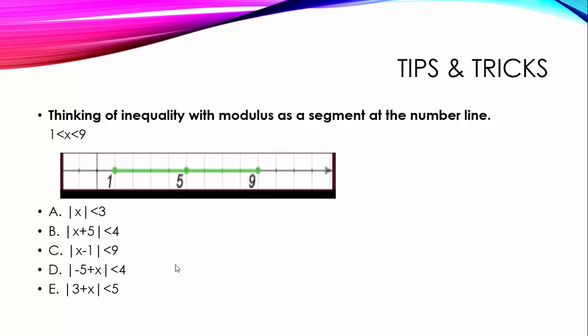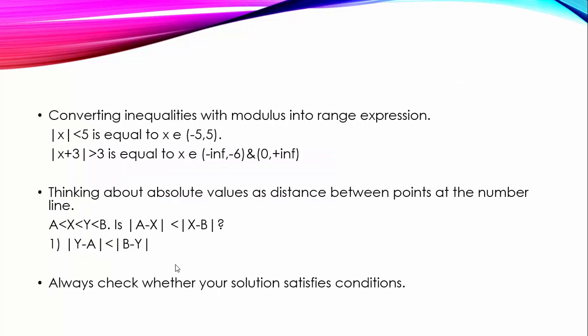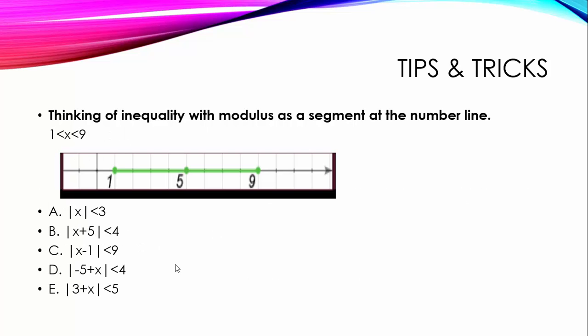The solution takes 10 seconds. The traditional three steps method is too time consuming a technique. First of all, we find the length, 9 minus 1 is equal to 8, and the center, 1 plus 9 divided by 2, is equal to 5, of the segment represented by 1 less than x less than 9.